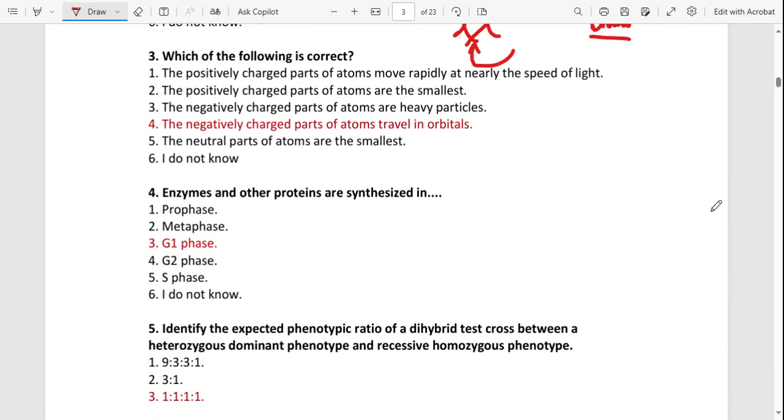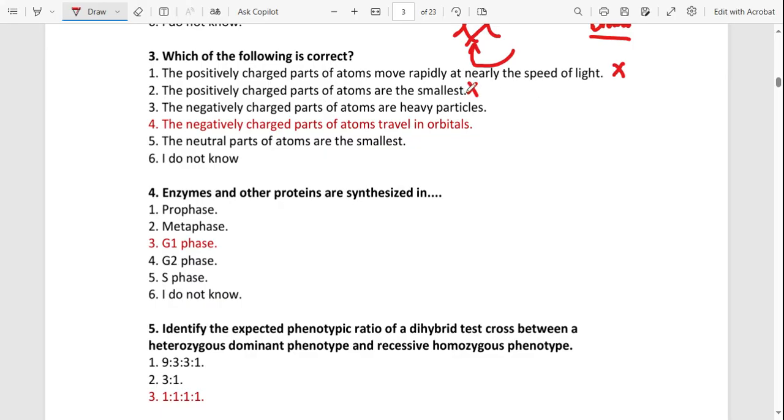Number 3, which of the following is correct? Positively charged parts of atoms move rapidly at nearly the speed of light. The positively charged part of the atom is the proton. Do they move rapidly at nearly the speed of light? Not really. The positively charged parts of atoms are the smallest. Are the protons the smallest?